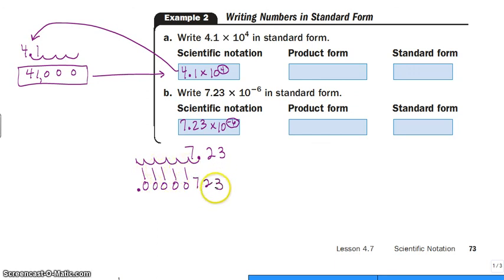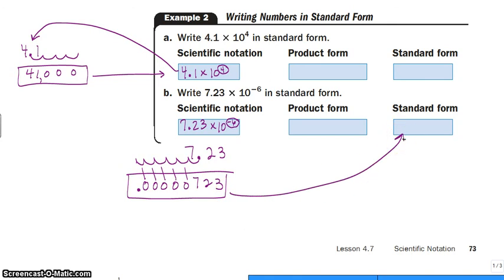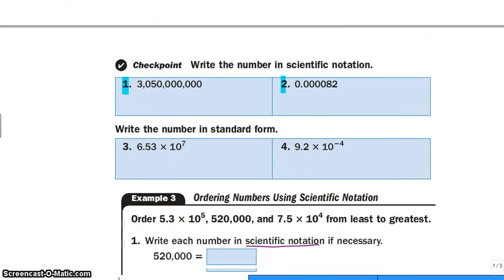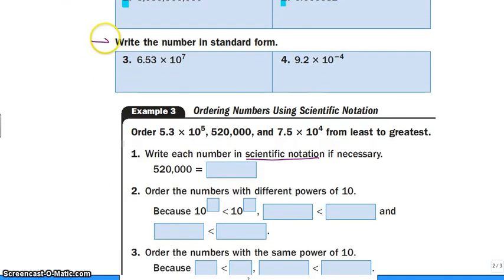7, 2, 3. There it would be in standard form. So now you should be able to do checkpoints 3 and 4. Okay.